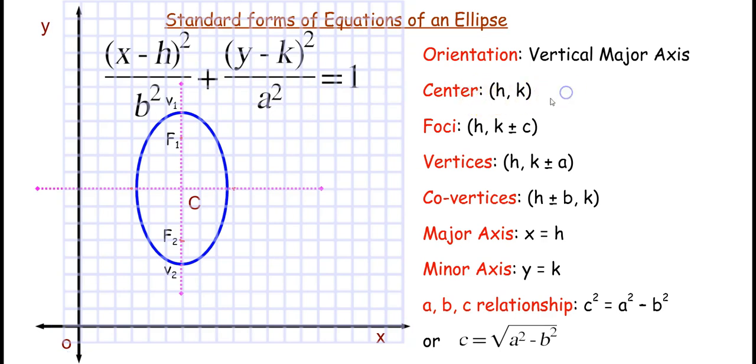The center is the same, h comma k. The foci are h comma k plus c and h comma k minus c, which give you the first focus and the second focus. The vertices, V1 and V2, you can obtain using the coordinates h comma k plus or minus a. Similarly, because the major axis is a vertical line, x equal to h is the equation of the major axis, and the minor axis is the horizontal one, so the equation of the minor axis is y equal to k. The relationship between a, b and c is the same: c square equal to a square minus b square.